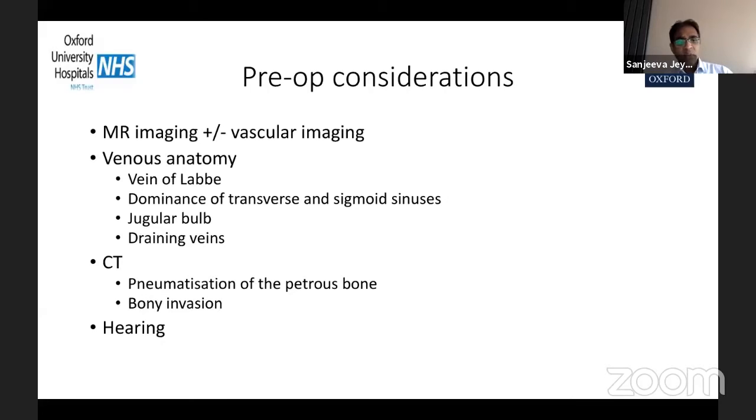The next important point, of course, is hearing, because as you'll all be fully aware, you can protect the hearing by going pre-sigmoid and going retrolabyrinthine. But if you go translabyrinthine, or the next extension, transotic, then you're going to lose hearing the moment you enter into the labyrinth. So if you're looking to preserve hearing, and that is important, then we're really looking for a retrolabyrinthine approach.